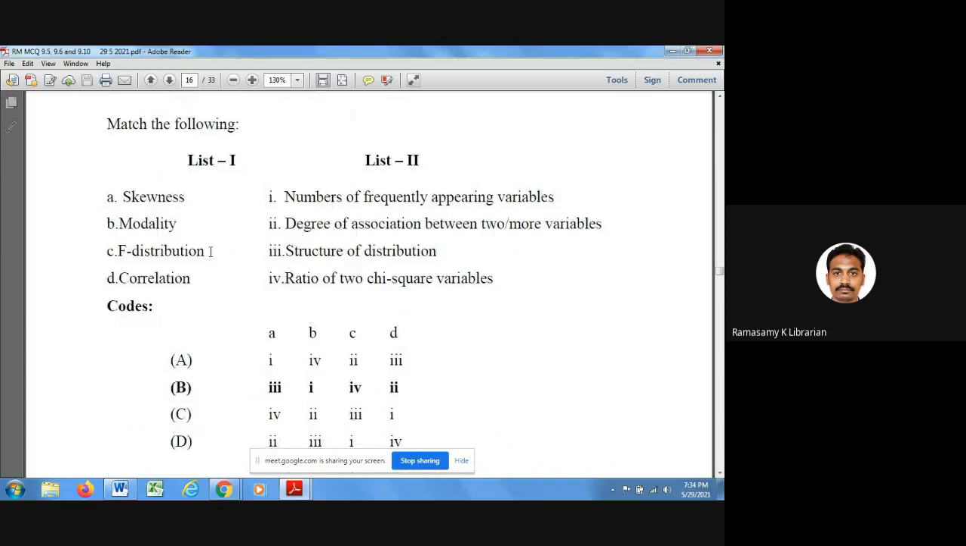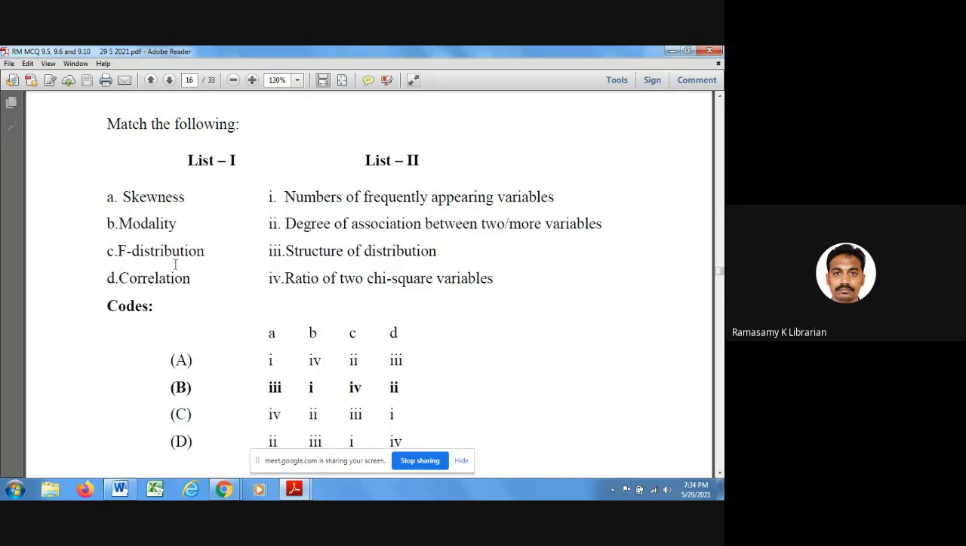Then comes correlation. Very simple. In correlation, we are always trying to find out the degree of association between two or more variables. We are trying to find out the association between variables. Fine. What about F distribution?